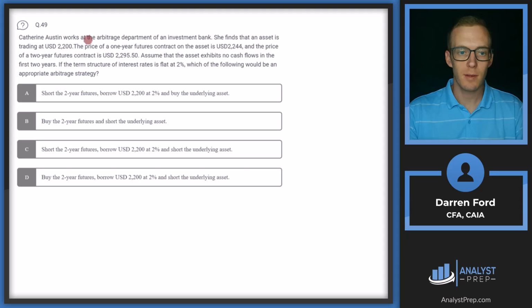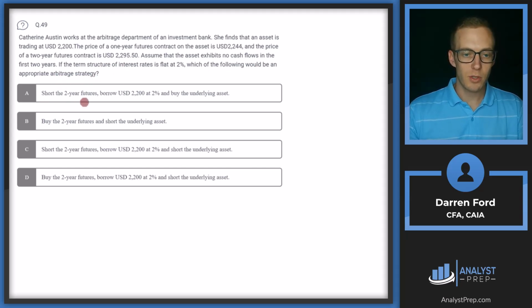Question 49. Catherine Austin works at the arbitrage department of an investment bank. She finds that an asset is trading at 2,200 USD. The price of a 1-year futures contract on the asset is 22.44, and the price of a 2-year futures contract is 22.95. Assume that the asset exhibits no cash flows in the first 2 years. If the term structure of interest rates is flat at 2%, which of the following would be an appropriate arbitrage strategy?